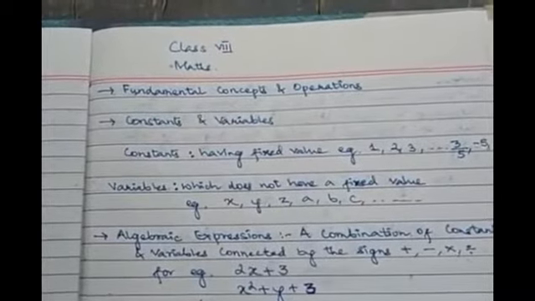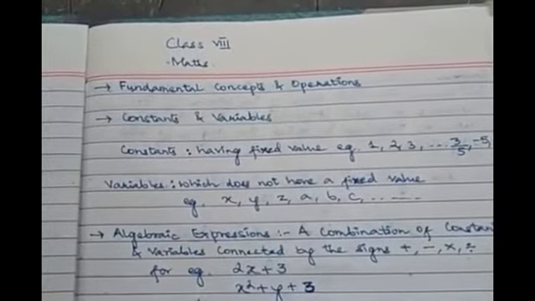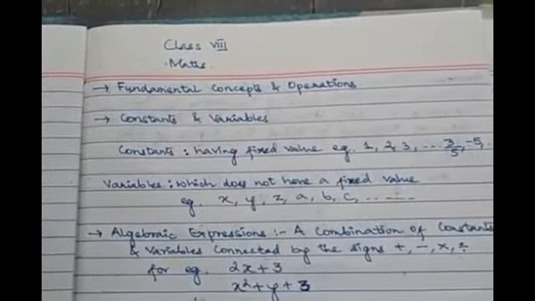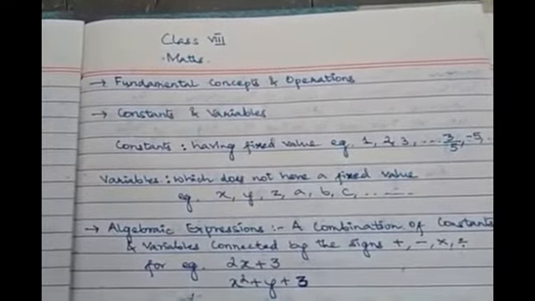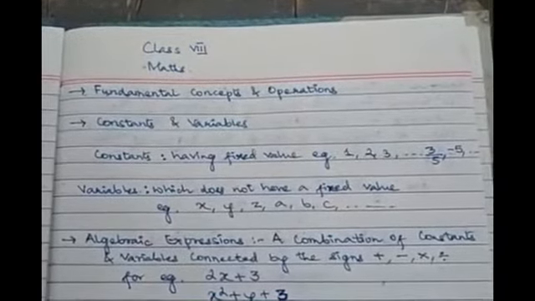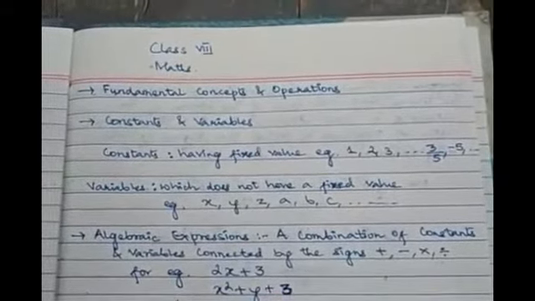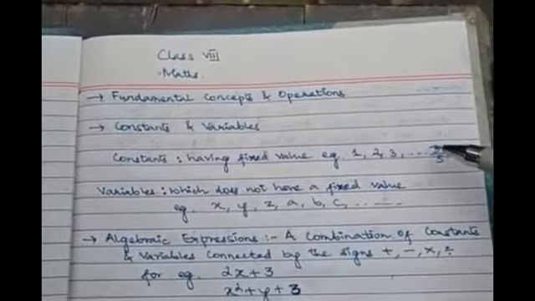For fundamental concepts and operations, first of all we'll be dealing with the terms constants and variables. What does the term constants mean? Constant terms are terms having fixed values. For example, 1, 2, 3. In simple words, you can say the numbers. If you see a number, then it's a constant term. It may be a fraction, an integer, a negative integer, and so on. A constant term means nothing but simply a number.